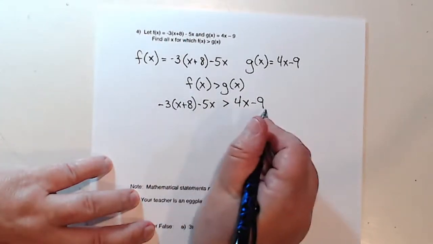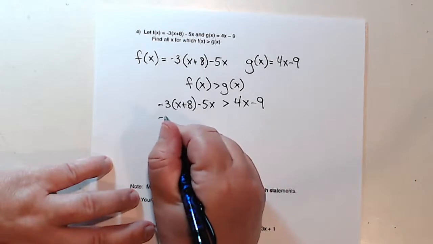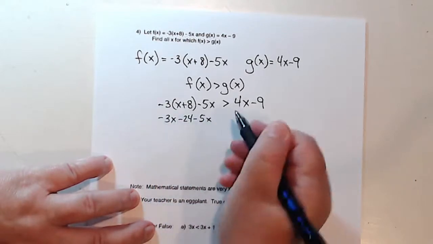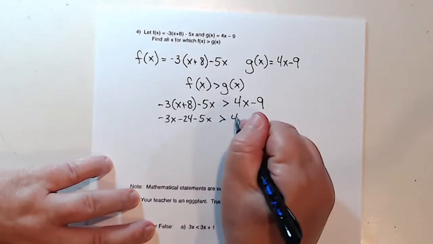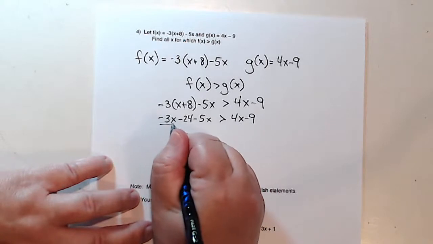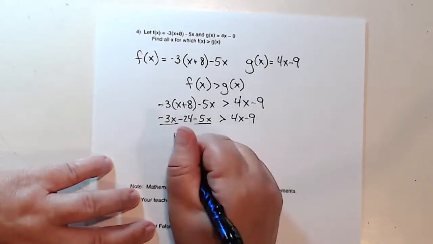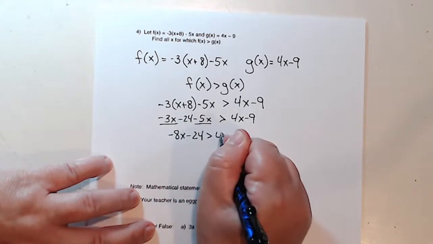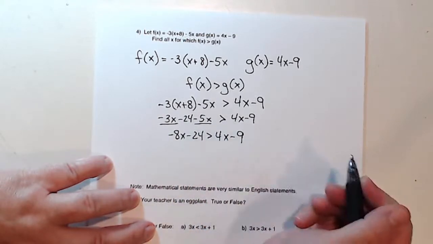I'm going to go ahead and try to figure out f here. It's -3x minus 24 minus 5x. Look at all those minuses. I've got a -3x and a -5x, so I got -8x minus 24 is greater than 4x minus 9. Oh my goodness.